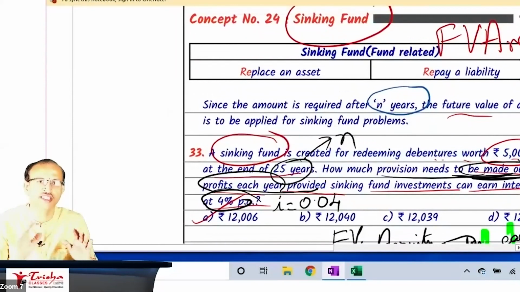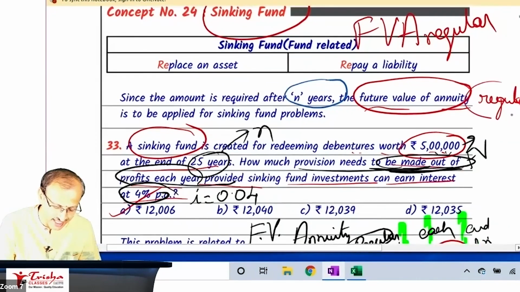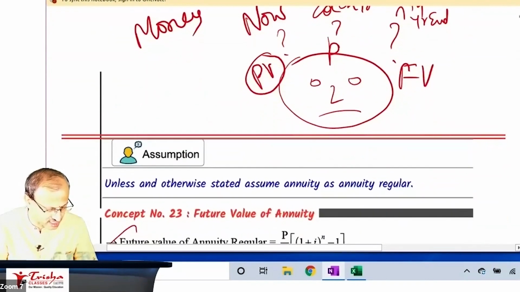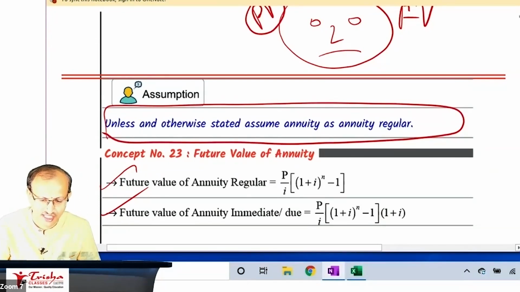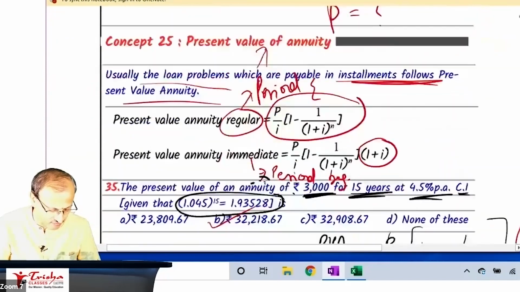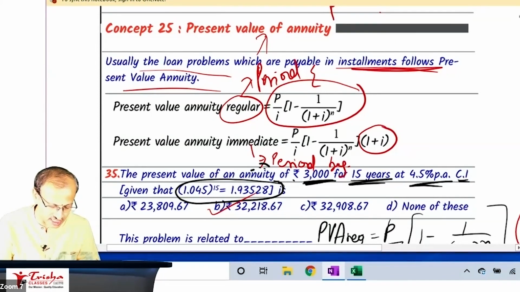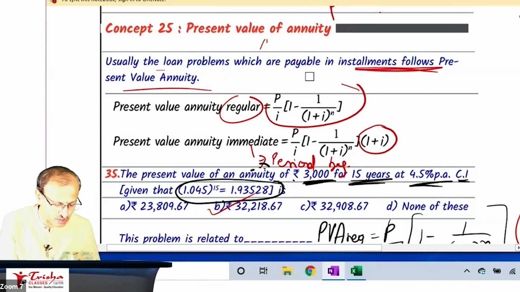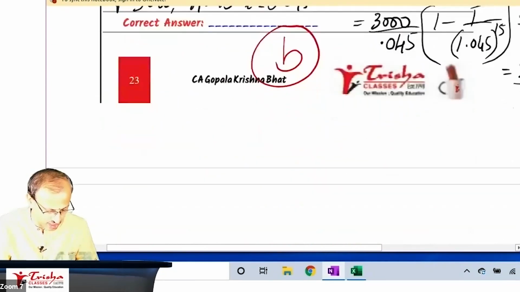We discussed that whenever the sinking fund concept comes in, it is future value of annuity regular because of period ending. There is an assumption, okay? If not given, will you take annuity regular or otherwise? Regular. Excellent. We worked out after this present value of annuity, and basically all the loan problems come as mentioned in your theory. Generally a loan problem, because you take a loan today and you will repay later. So today you will take lump sum money. We worked out the problem on present value of annuity regular and annuity due also.